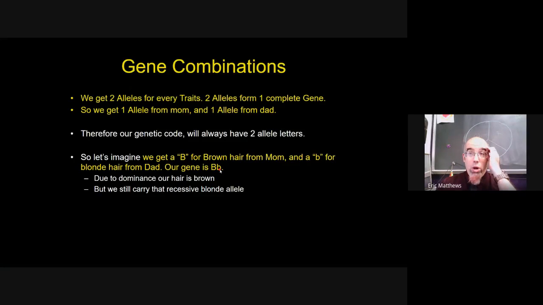Does it matter what order these are in? No, it does not. Because when we look at this, due to dominance, your hair will be brown because the dominant capital B will overpower the recessive blonde hair allele. We carry that recessive blonde allele, but we're not showing it. It's been overwhelmed by the big, powerful, dominant allele. You guys remember that idea?